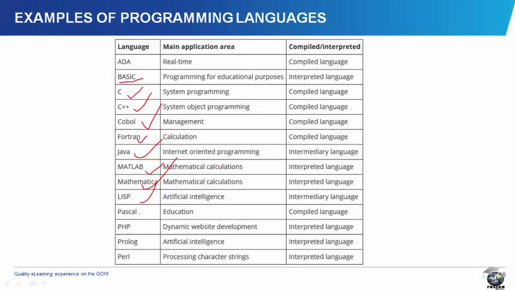We also have Pascal, which is an educational language and also a compiled language like C and C++. We have PHP. PHP is a dynamic website development language. It is an interpreted language. We have Prolog. It is a language meant for artificial intelligence programming, and it is interpreted. And finally on the list, we have Perl. Perl is a processing character strings programming language, and it is interpreted.